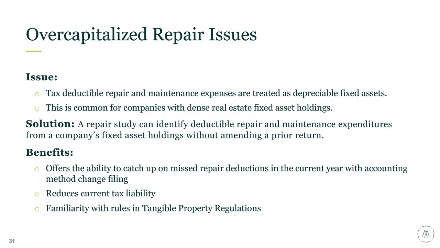A lot of companies took steps and filed accounting method change requests with their 2014 tax returns in order to adopt the rules under the regulations and get on those new methods for that framework guidance. But what we've been finding in the process generally of doing fixed asset reviews and scrubs is that many companies are still capitalizing and depreciating costs associated with deductible repair and maintenance expenses. And this is really prevalent for companies with dense real estate fixed asset holdings.